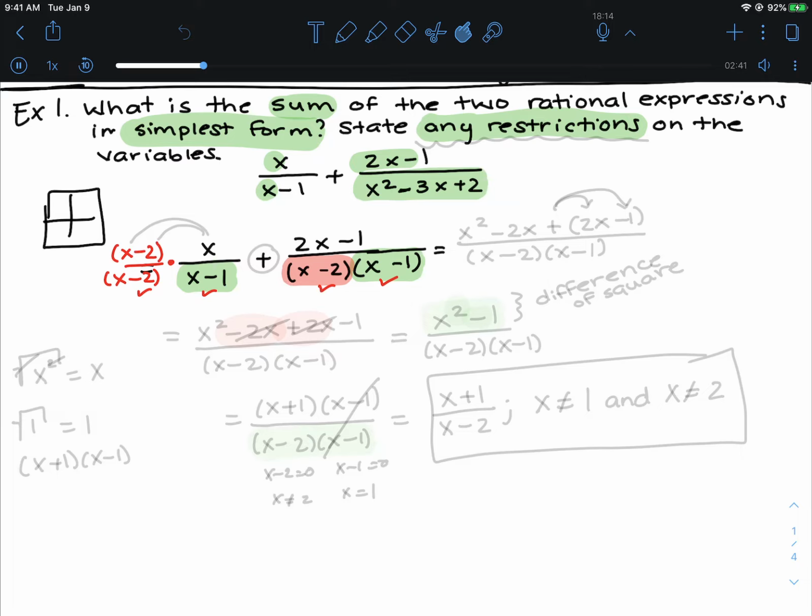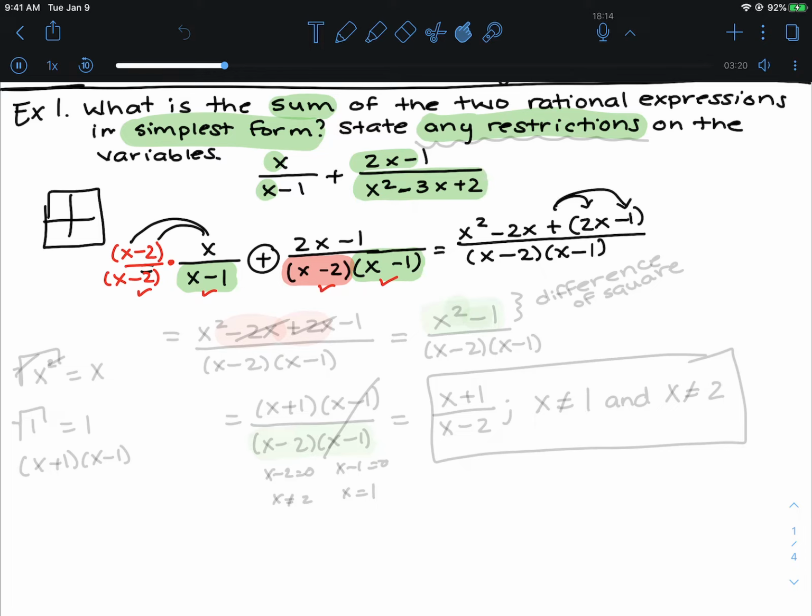So I'm going to do x times x, which is x squared, x times negative 2, which is negative 2x, plus parentheses 2x minus 1. Always get into the habit of putting parentheses on whatever term or binomial or trinomial it is that you're adding. Always just use parentheses. Then the denominator is going to stay the same, x minus 2 times x minus 1.